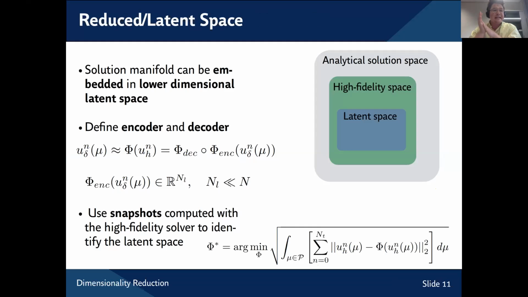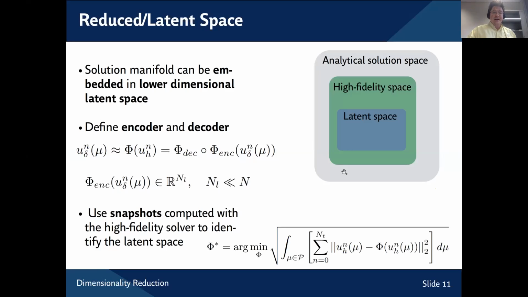In dimensionality reduction, the idea is that we can embed the solution manifold into a lower dimensional latent space. In this talk, I will use the word latent space. Often, specifically in scientific computing circles, you would call this the reduced space or reduced order space. But in machine learning communities, it's latent. So I just chose to use that terminology today.